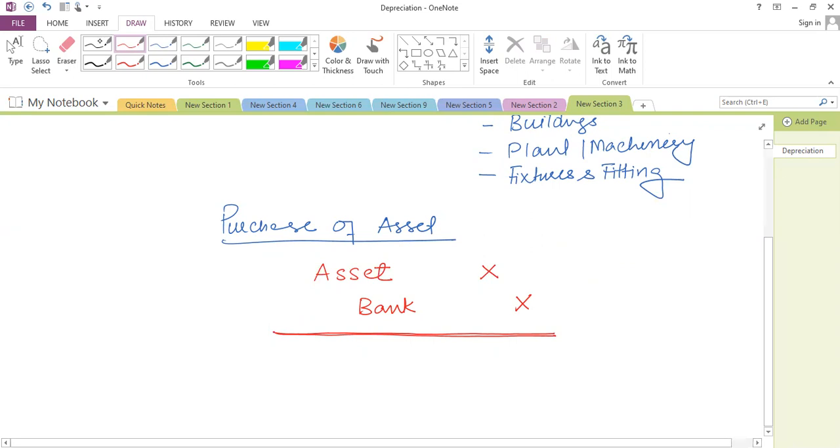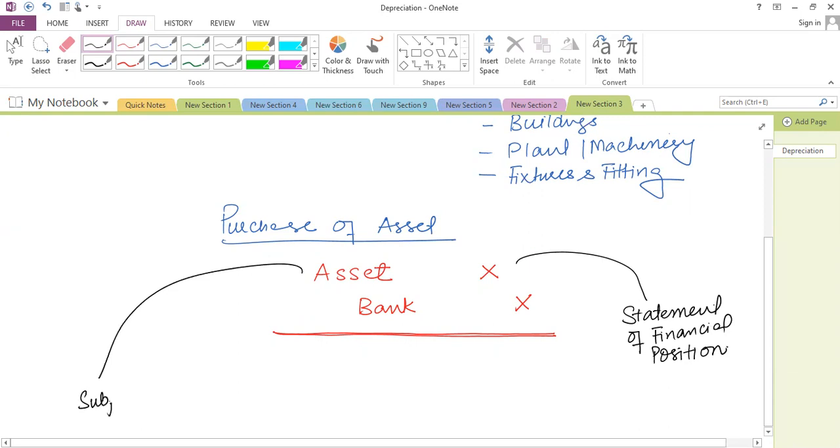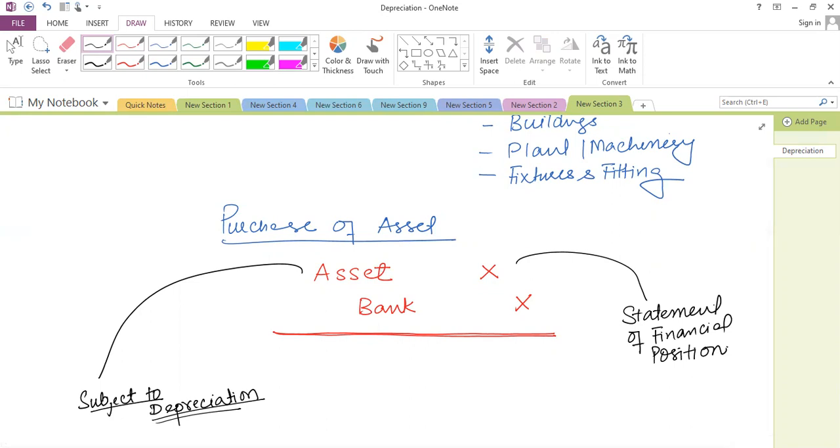Now we have to transfer this asset into the statement of financial position, and as we consume this asset, it is subject to a reduction in value, and this asset is subject to depreciation. There is a matching concept that the benefits of the asset and the consumption of the asset must be matched together in the same accounting period.